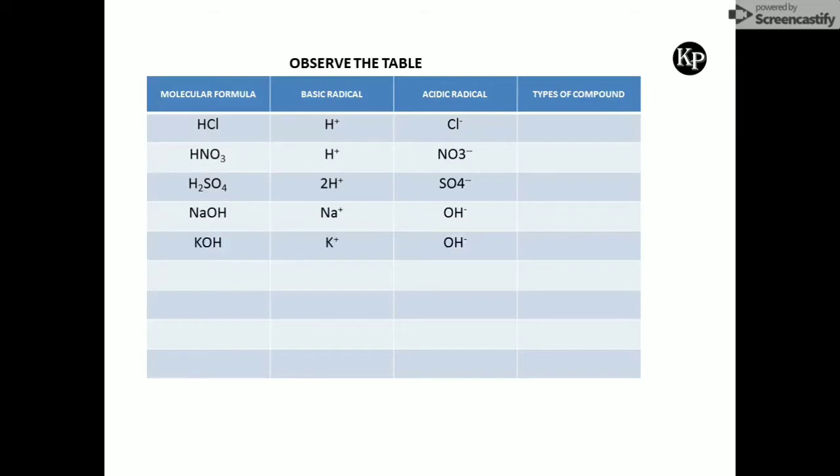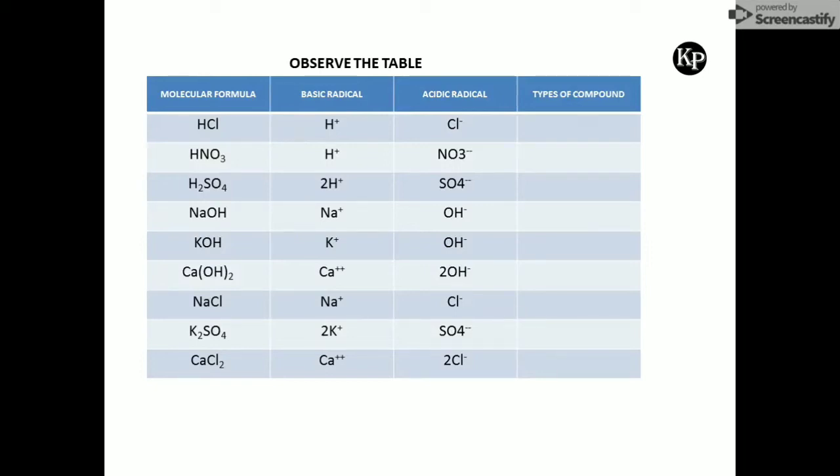Same case: NaOH has Na+ and OH-, KOH has K+ and OH-, Ca(OH)2 has Ca++ and OH-. In the case of NaCl, sodium chloride, Na+ and Cl-. K2SO4 has K+ and SO4 minus minus as the radicals, and the last example, CaCl2, in which Ca++ is calcium and chlorine is Cl-. After ionization, what happens? The compounds ionize, and one basic radical and another acidic radical will form.